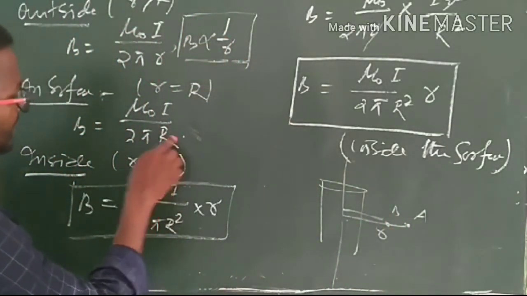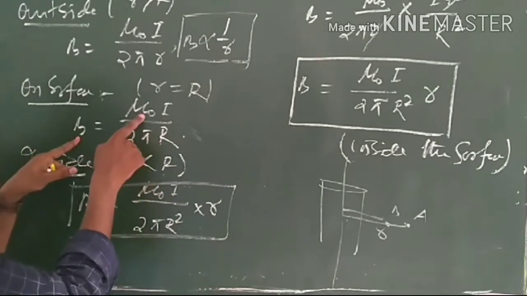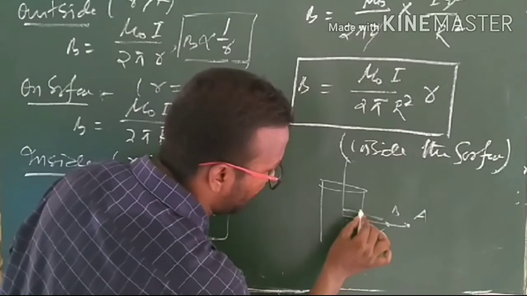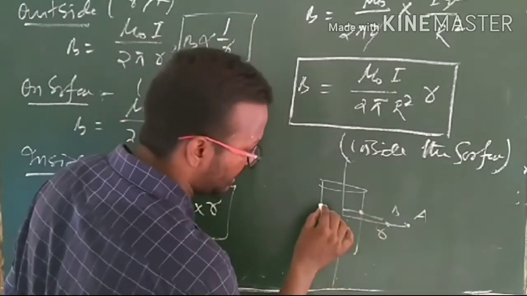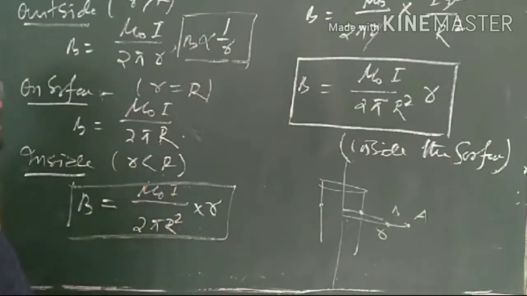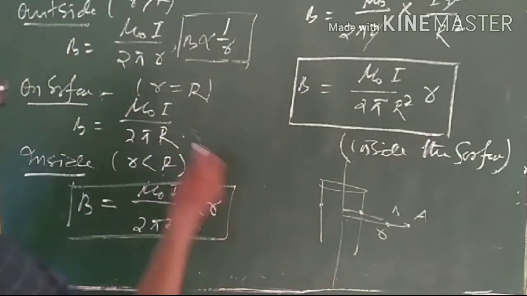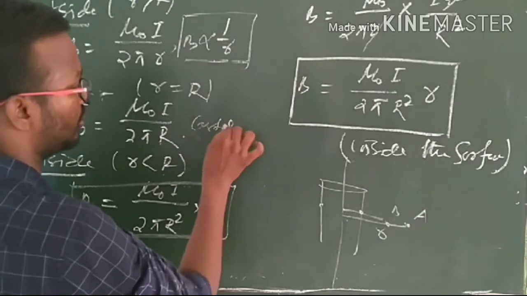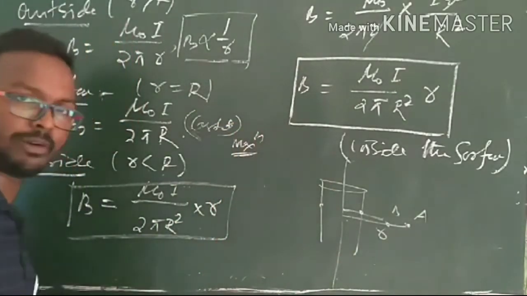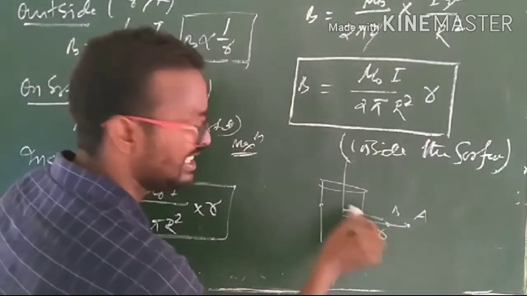But at this point on the surface, the magnetic field is constant, because mu is constant, I is constant, 2 is constant, pi is constant, and R is constant. So at this point the magnetic field is constant, along the total circumference. Clear? This is a constant quantity, and at this point the magnetic field strength is maximum. Clear? On the surface of a cylinder.